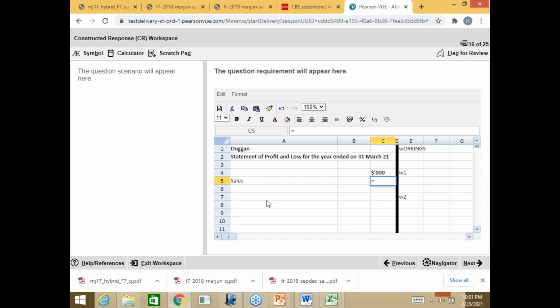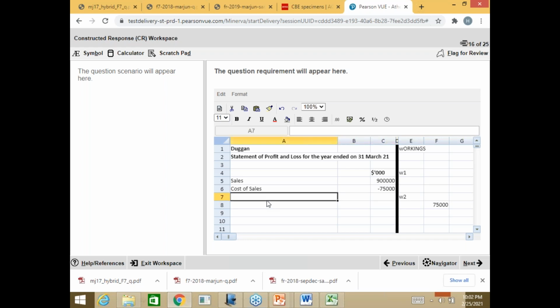Assuming there is no adjustment in the sales figure, so you are picking the figure directly from the trial balance, and there is no adjustment in the sales, so our answer will be 900,000. Then your cost of sales. If you have calculated this figure, write it with the negative sign. Assuming that you have already calculated this figure in working two, we just go and write 75,000. So we have picked the figure from there.